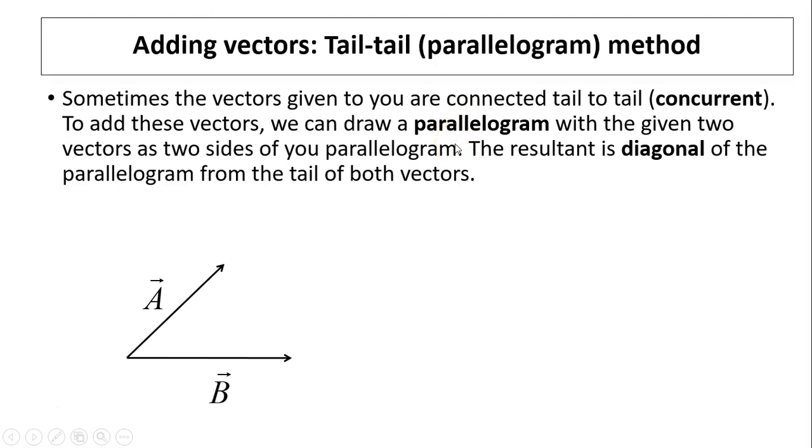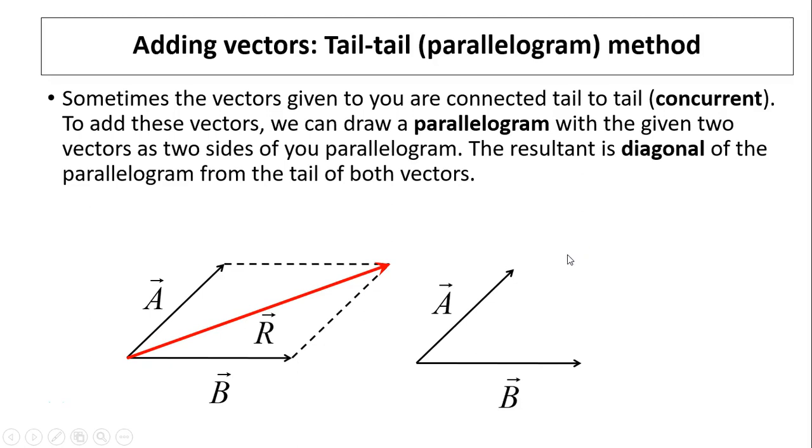Adding vectors tail to tail, or the parallelogram method. Sometimes the vectors given to you are connected tail to tail instead of tip to tail. To add these tail-to-tail vectors, we can draw a parallelogram with the given two vectors as two sides of the parallelogram. The resultant will be the diagonal of your parallelogram, starting from the tail of both vectors. So you draw a parallelogram first, and the resultant goes from the tail to the other end. This is called tail-to-tail, sometimes called concurrent vectors.